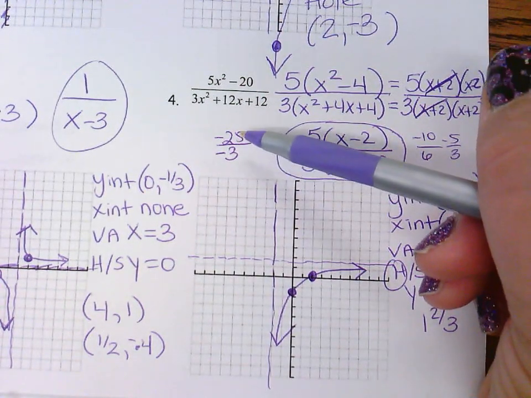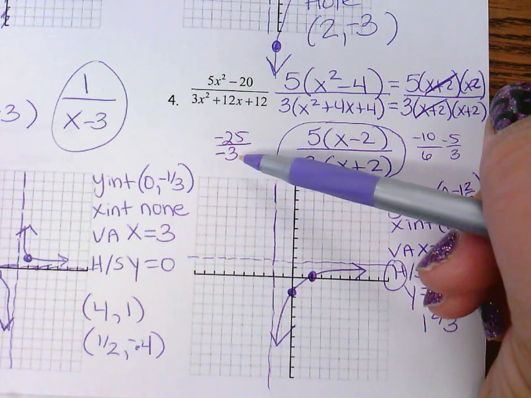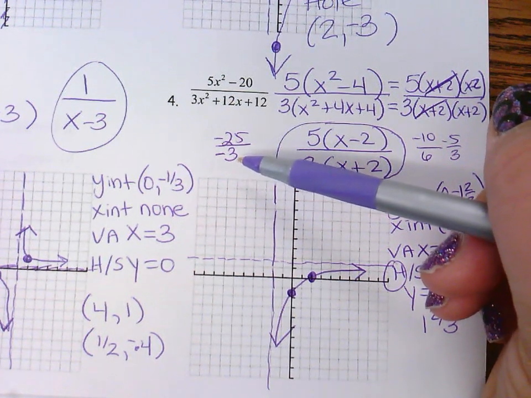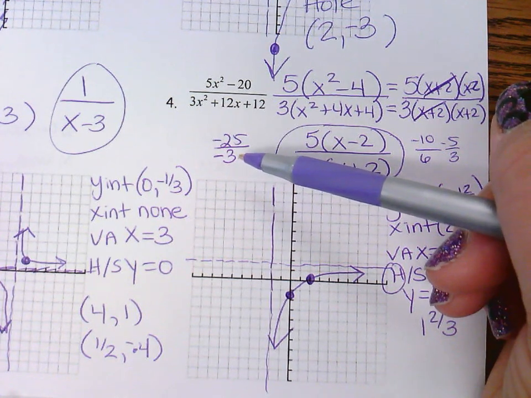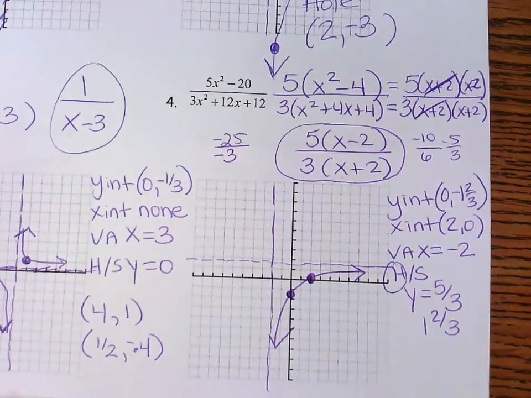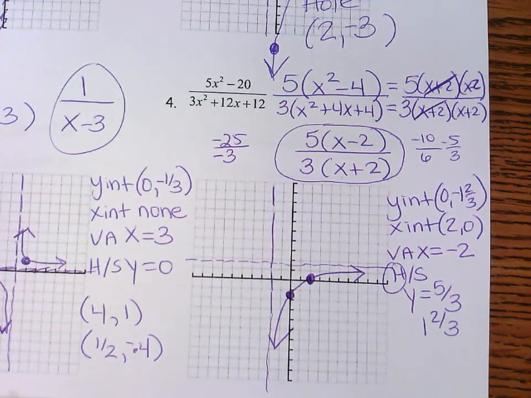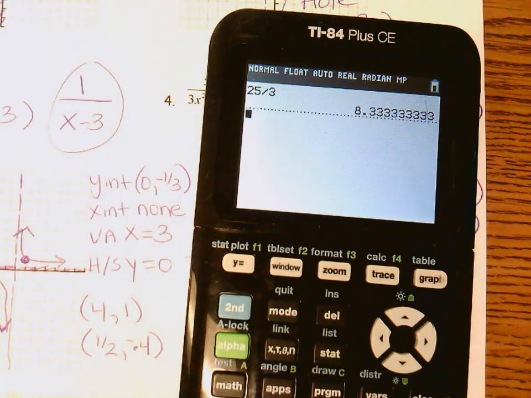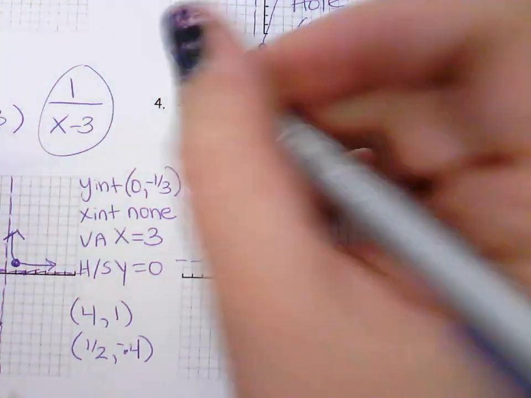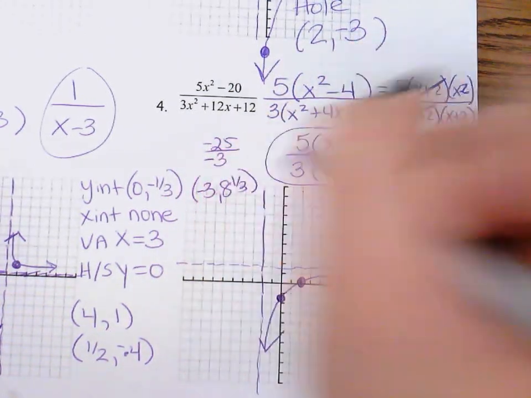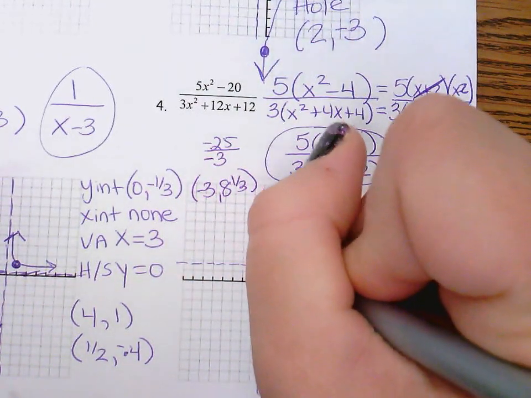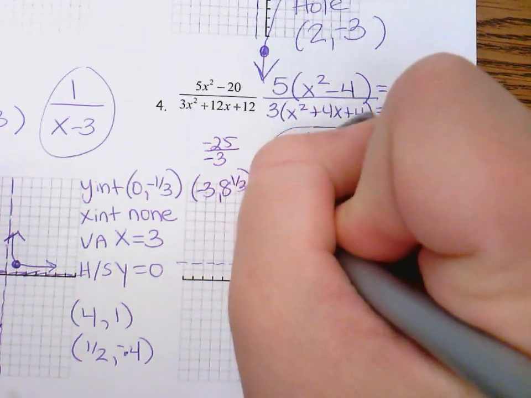25 divided by 3 is, what's 8 times 3? 24. So it's about 3. Is it 3 1/3? 25 thirds. Oh no, 8 1/3. 8 1/3, right? So if I plug in -3, I'm at 8 1/3. So that's up here, 8 1/3.